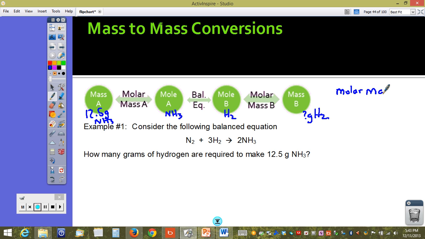Now a good thing for you to do would be to stop the video and find your molar mass of ammonia and your molar mass of hydrogen, and then double check your work. And what we have is the molar mass of ammonia is 17.04 grams per mole, and for hydrogen is 2.02 grams per mole. So we have everything we need at this point.